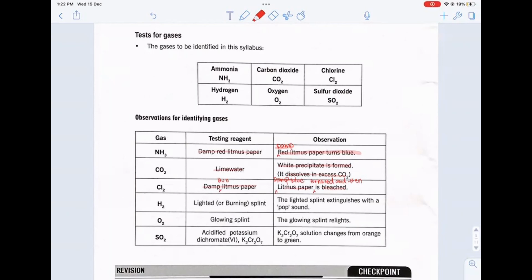For hydrogen, we use a lighted splint. The lighted splint will extinguish with a pop sound. For oxygen, use a glowing splint because oxygen supports combustion, so the glowing splint relights.